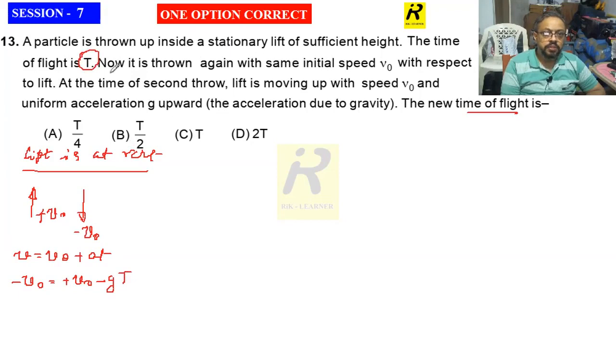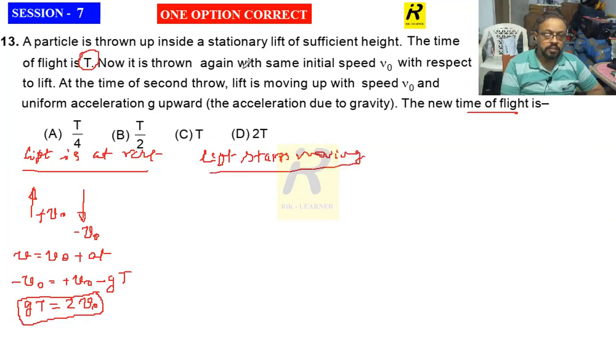Okay, so when the lift is stationary, the time taken by the particle to come back is T. So solving this relation, I can easily write that gT is equal to V0. Let it be here. So now let us think, when the lift is accelerated or when the lift starts moving with the said acceleration, which is the acceleration of the lift equal to magnitude of g, but it is plus g, right? So the acceleration of the lift is plus g.